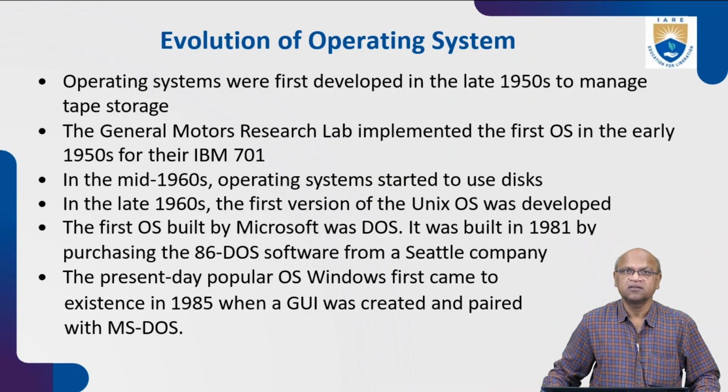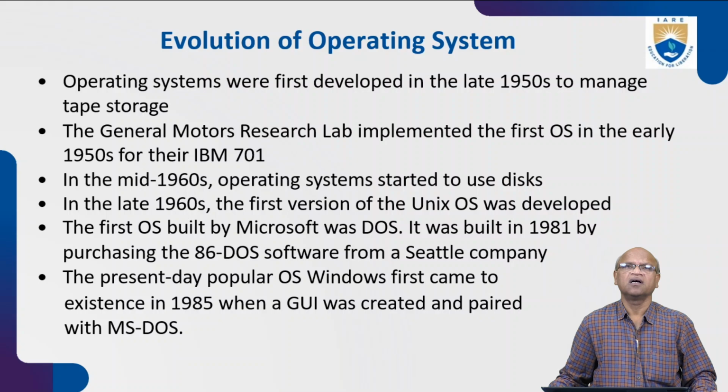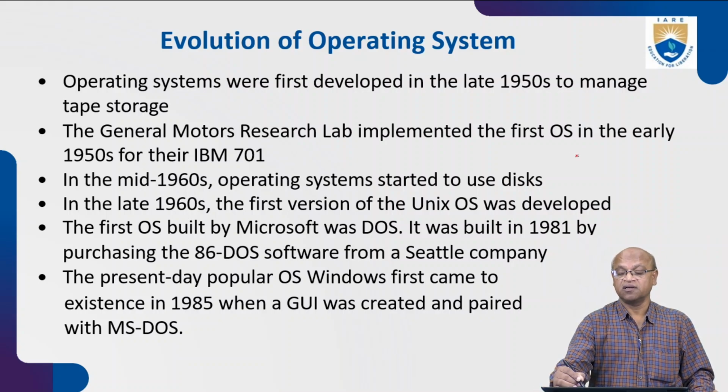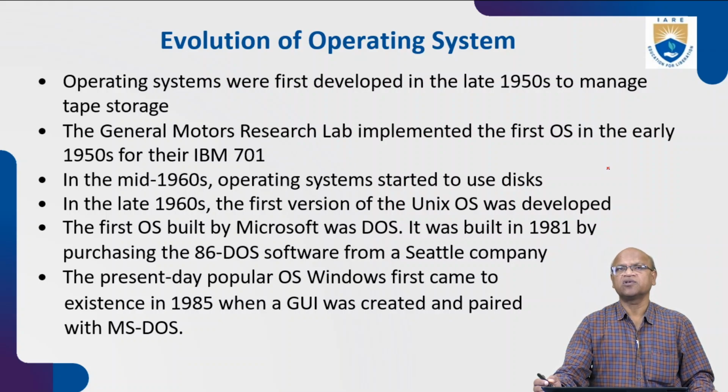Earlier days also there was an operating system. In those days, our hardware, my microprocessor, was the 8080. The evolution started from that onwards. Operating systems were first developed in the late 1950s to manage tape storage. Earlier days, punch cards and tape storage were available. Later on, as we had semiconductor memories, there was advancement of this system technology.